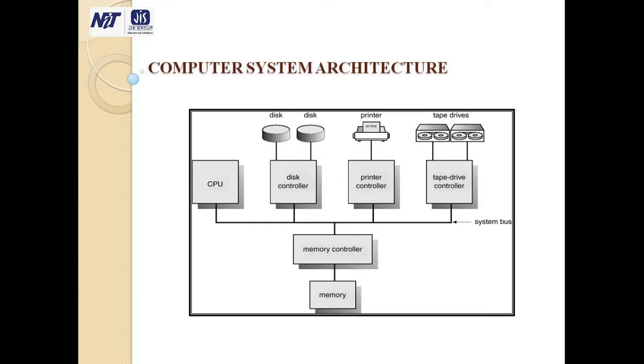So, the computer system architecture. A modern general purpose computer system consists of one or more CPUs and a number of device controllers connected through a common bus that provides access to a shared memory. Each device controller is in charge of a specific type of device, for example, the disk drive, audio devices and video display.